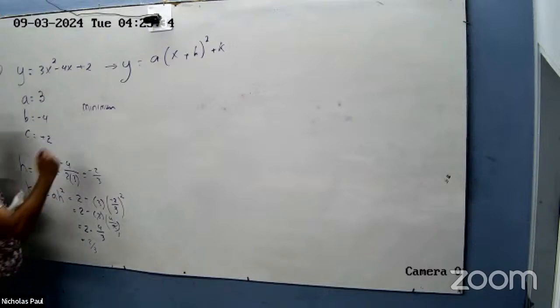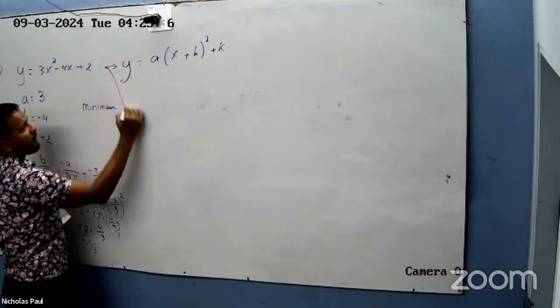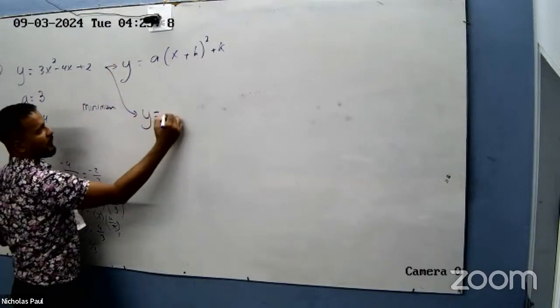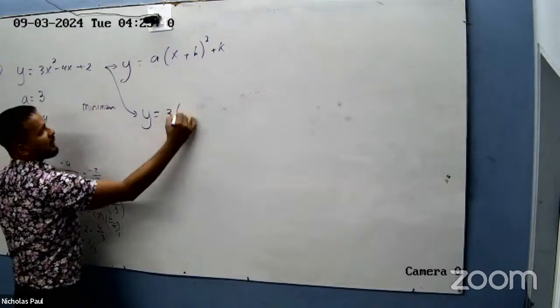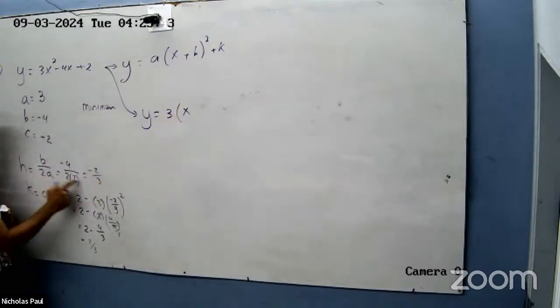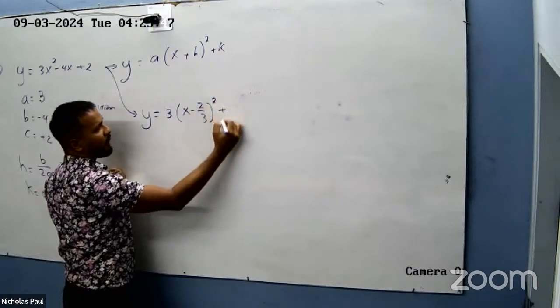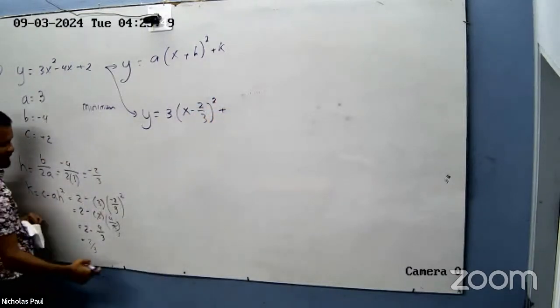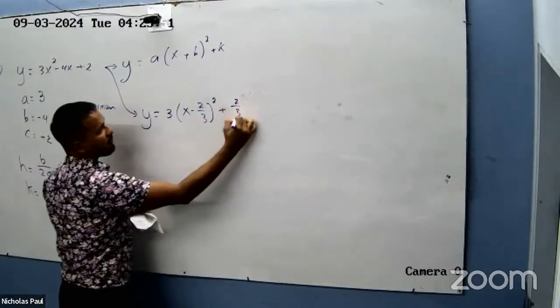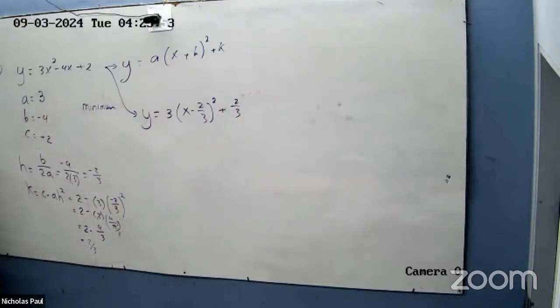So therefore, how will it look? After we complete the square, it will be y is equal to 3 times x plus h, where h is minus 2/3, squared, plus k. K is 2/3 as well. That's it. Good to go. That's the way you find it.